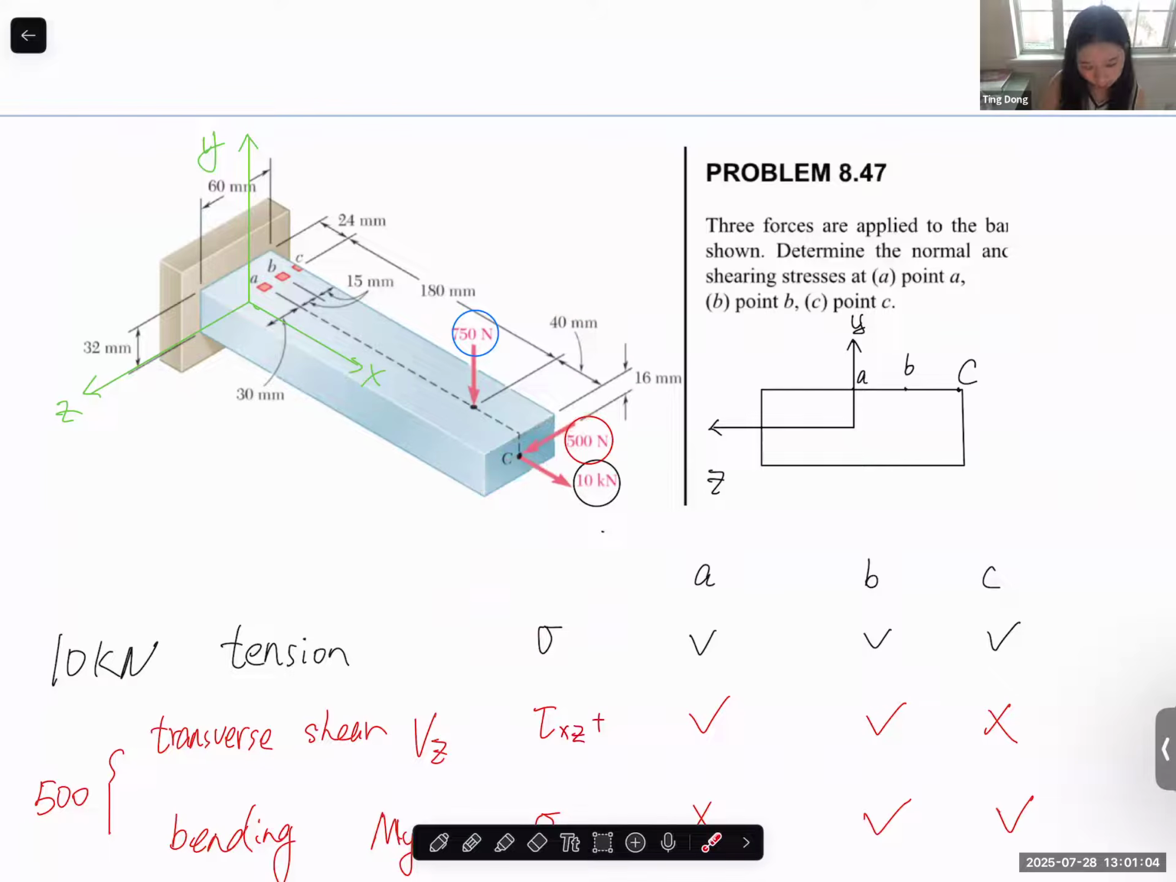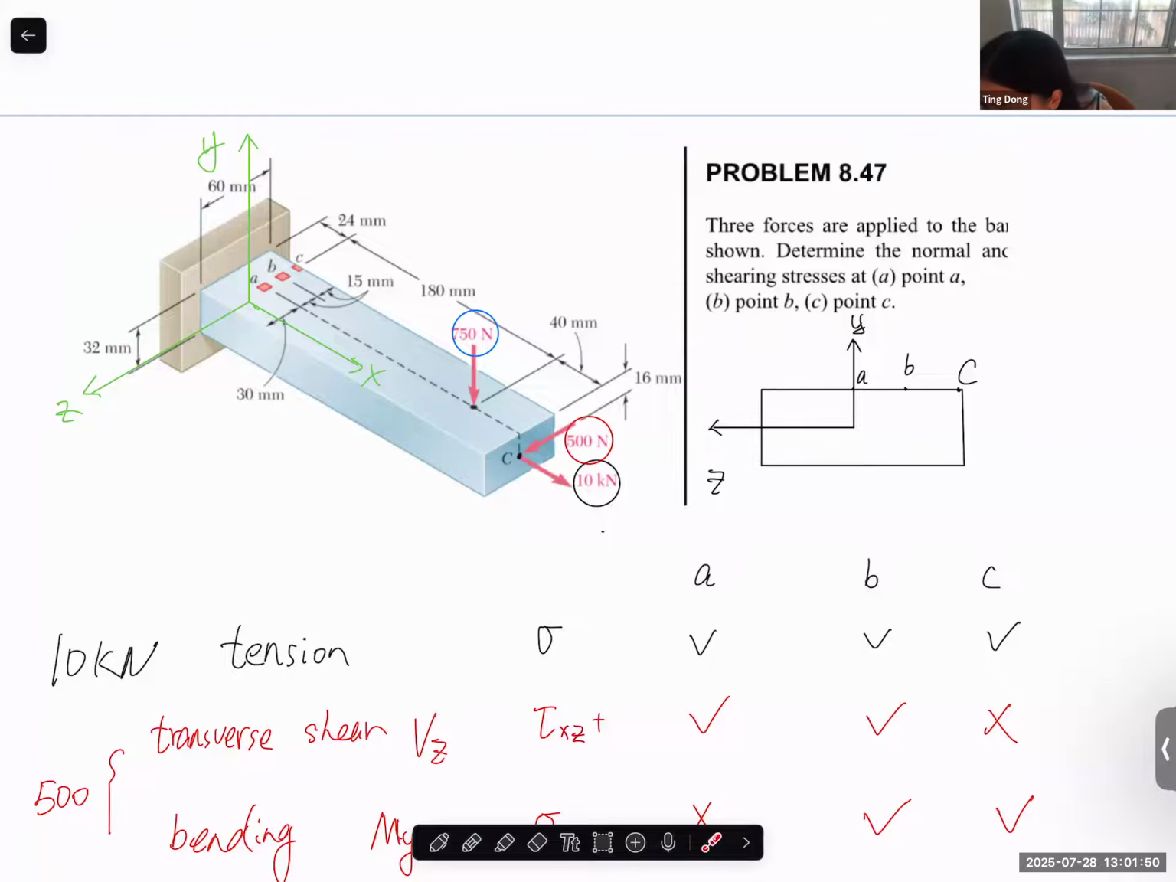So if it's bending caused by 500 about the y-axis, be careful with the moment of inertia. It's always bh cubed, meaning this should be b and this should be h, as we discussed in detail in bending. And if it's bending about the z-axis, now this is the neutral surface, so when you use bh cubed, this is b and this is h. You can always go back to the bending chapter to check this.